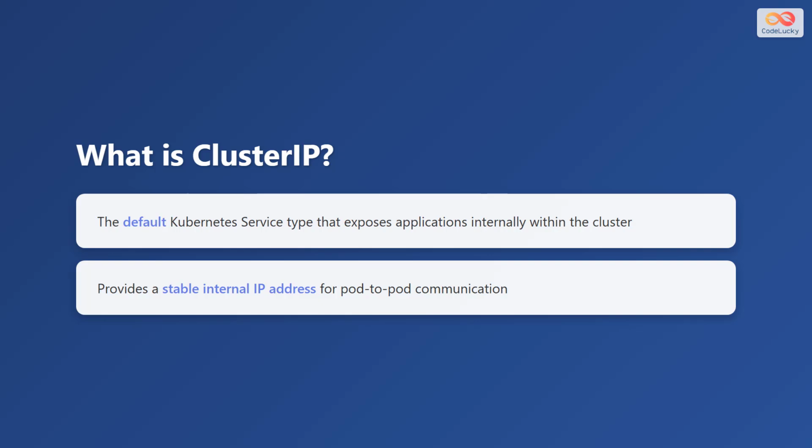ClusterIP is the default Kubernetes service type. Whenever you create a service without specifying a type, Kubernetes automatically assumes you want a ClusterIP service. Its primary purpose is to expose applications internally within the cluster, meaning only components inside your cluster can access it. ClusterIP provides a stable internal IP address that acts as a reliable endpoint for pod-to-pod communication, even when individual pods are constantly being created, destroyed, or rescheduled.